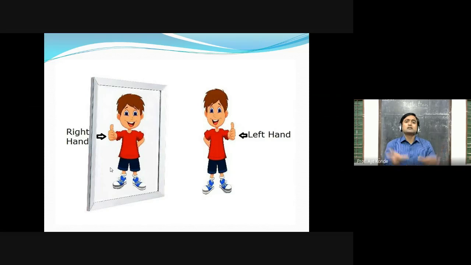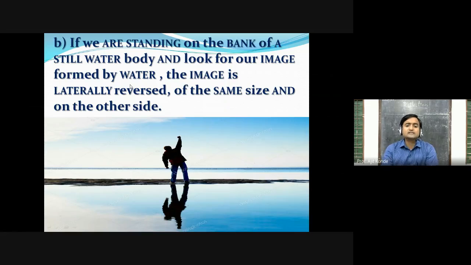That makes a sense that distance of object is equal to distance of the image. If we are standing on the bank of a still water body and look for our image formed by water, the image is laterally reversed, of the same size on the other side. Now see over here. If this boy is raising its right hand, inside the image we can see its left hand. Then this lateral inversion has also taken place inside the water.